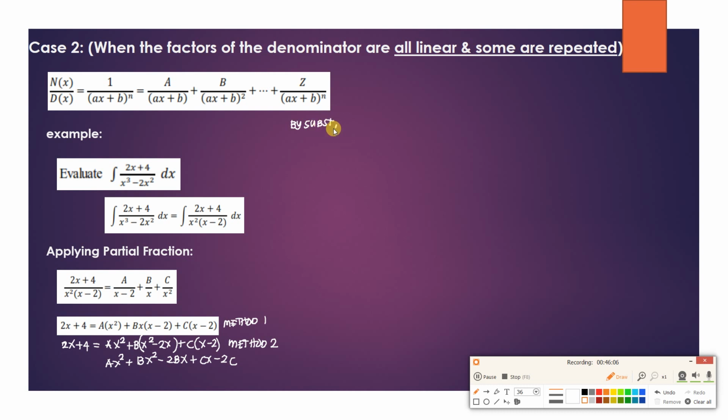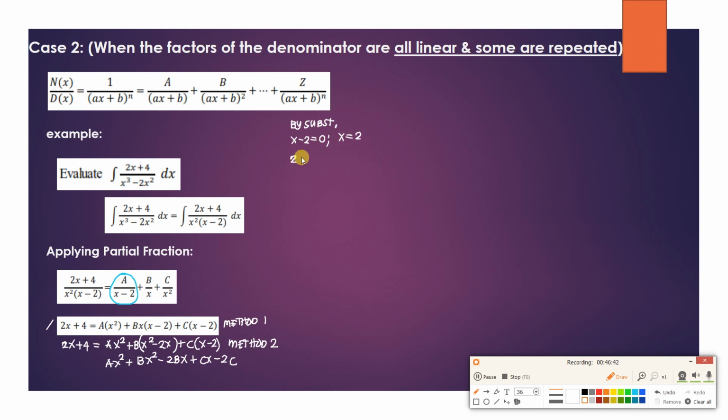May substitution. Sa substitution, syempre, makukuha nyo lang kung may value si x. Okay, by looking on the first part, ano yung first part? Yun si A. Ito tingin. So, meron tayong x minus 2. Equate natin sa 0. We can have x which is equals to 2. So, by substitution, substituting x is equals to 2.